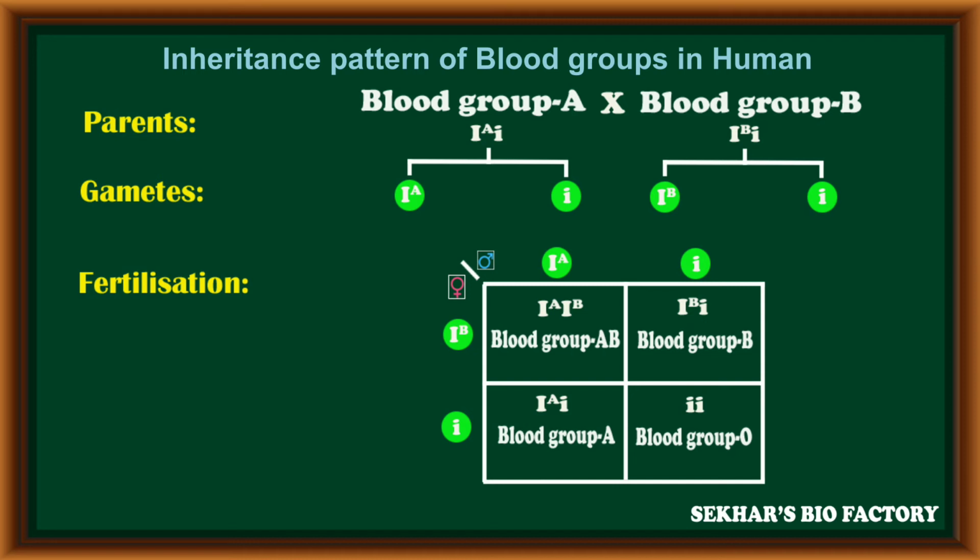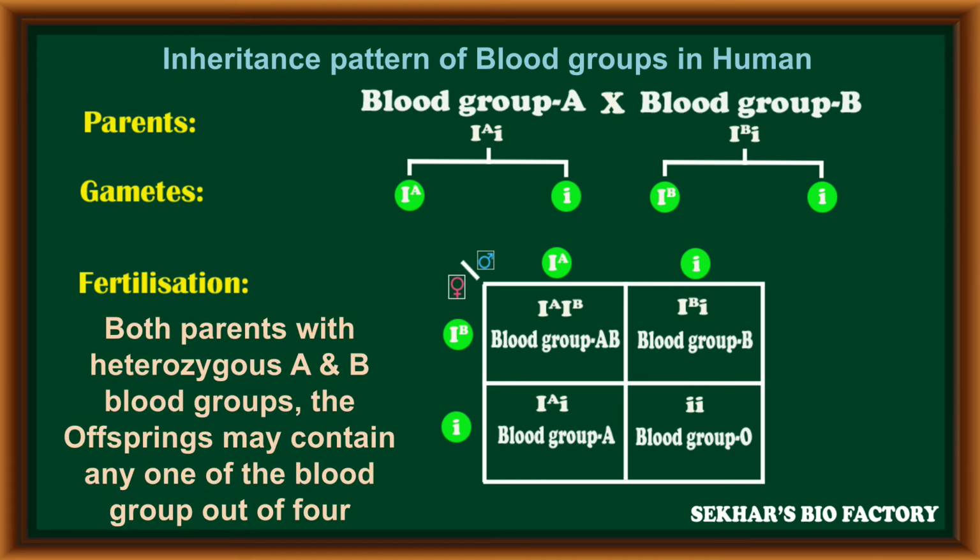So in this way, we can observe four types of blood groups when we conduct a cross between heterozygous parents with the A blood group and B blood group. In such a case, in the heterozygous condition, only four types of blood groups are possible in the progeny.